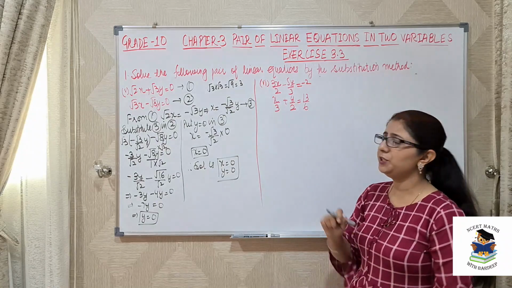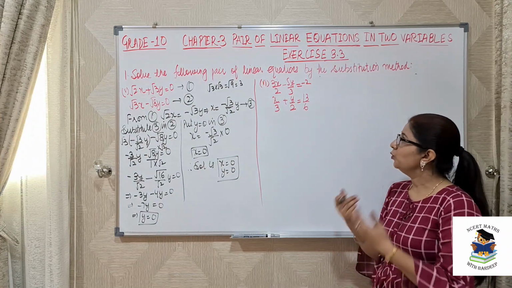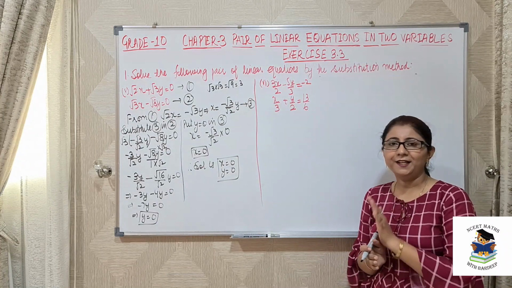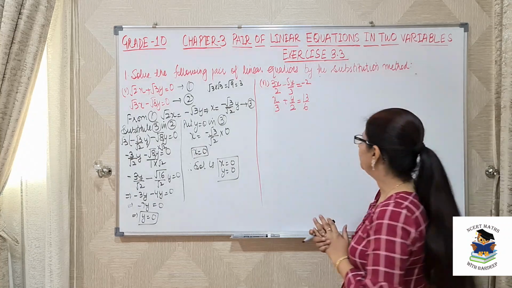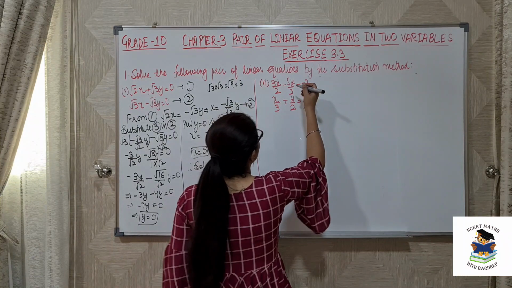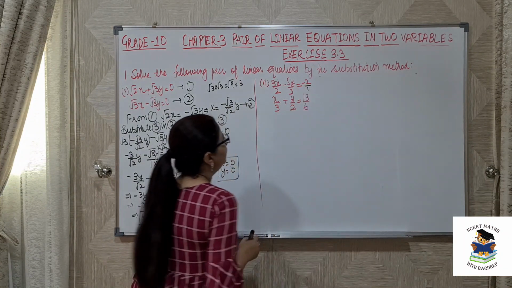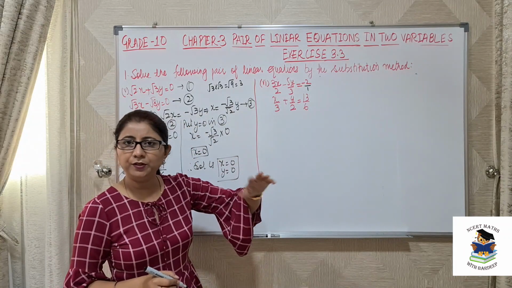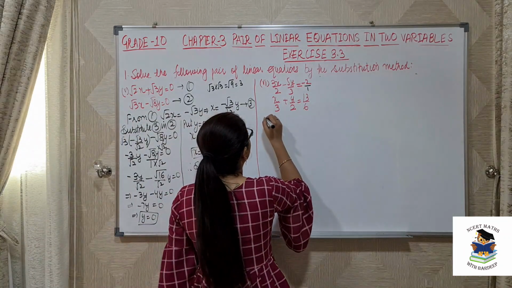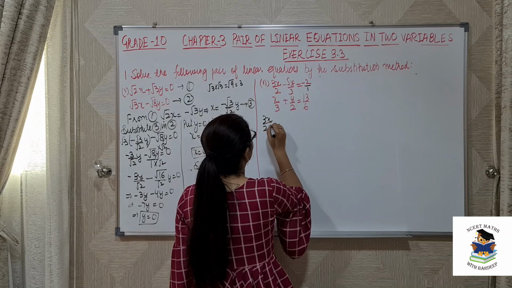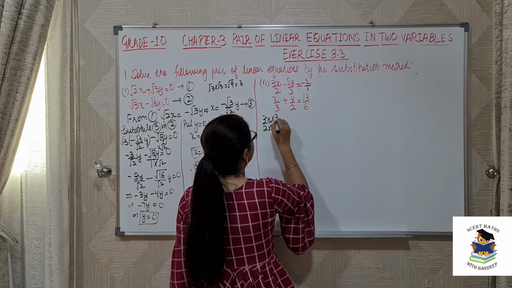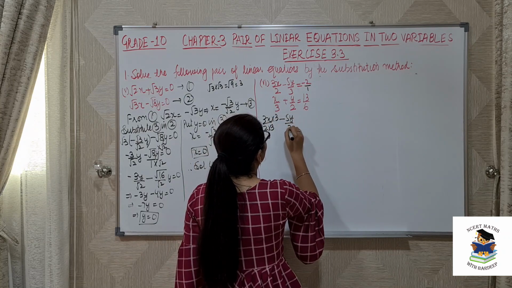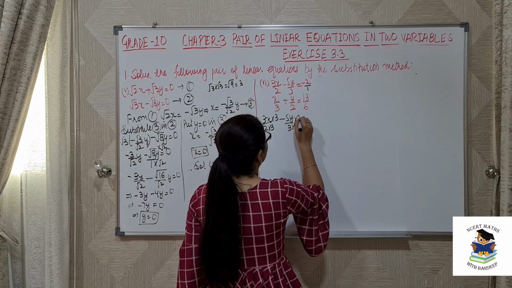Here in both equations they are in fractions. So what should be our first step? Take LCM and remove the denominator. So here, suppose this will be 1. What is the LCM of 2 and 3? 6. So I will write this 3x over 2. It should be multiplied with 3. Now 5y over 3, it should be multiplied with 2.